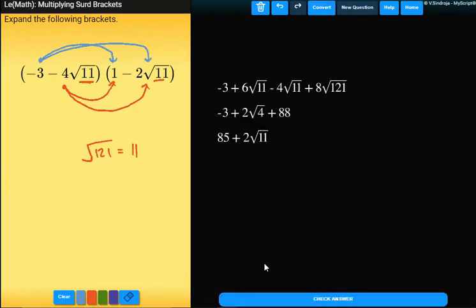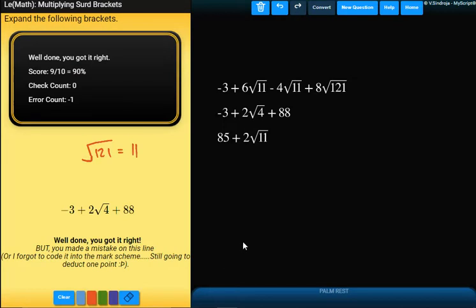Just double check that. That is the answer. Now it didn't like that, and I'm not sure why, but it is the right answer. So just bear that in mind, please. Remember, surd with surd and so on.